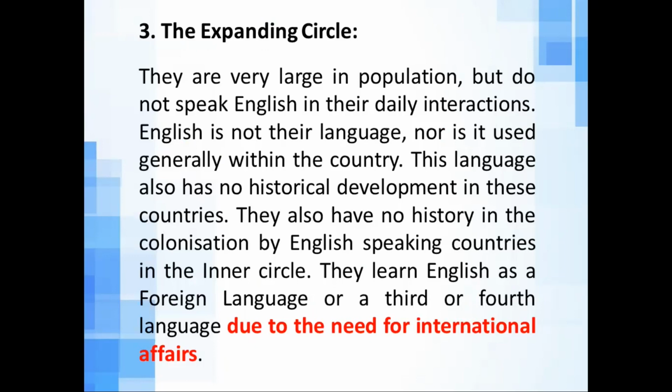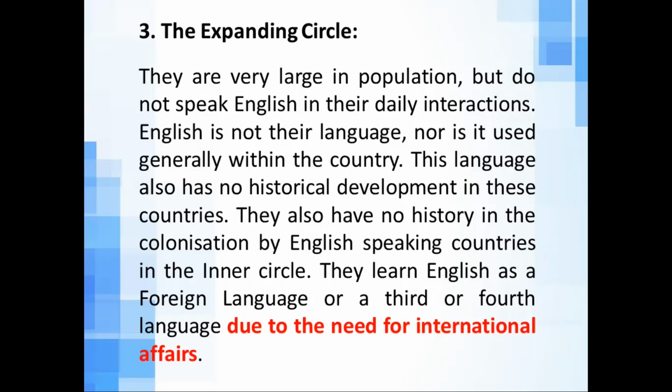This language also has no historical development as compared to the second language, and they have not been colonized by some member countries in the inner circle, so they do not have the English varieties as a result of post-colonial activity. They learn English as a foreign language or a third or fourth language, primarily due to the need for international affairs. As I mentioned a while back, they use English for trade, international trade.